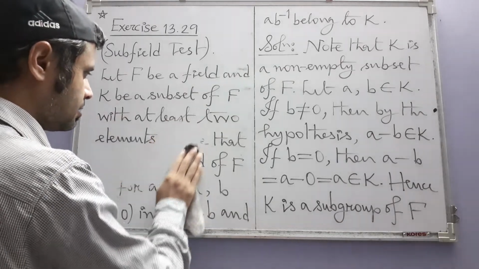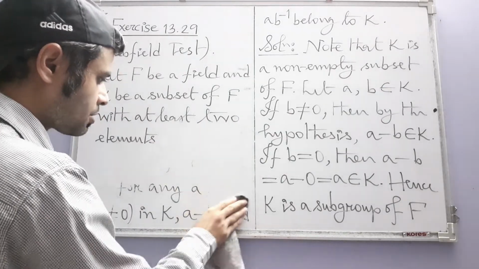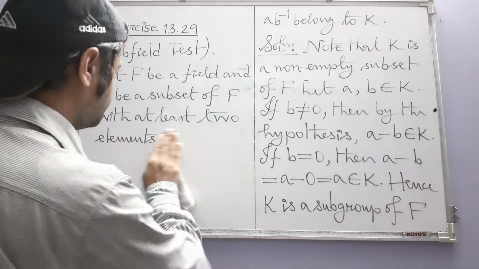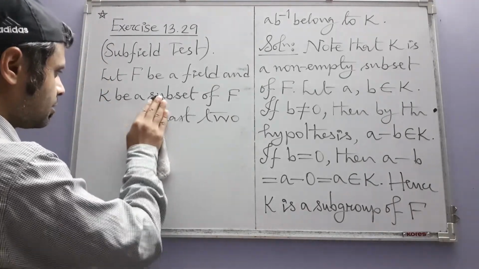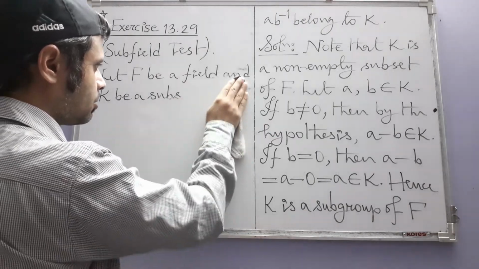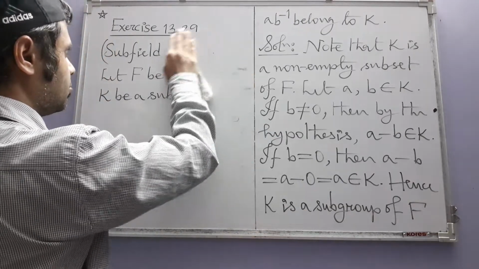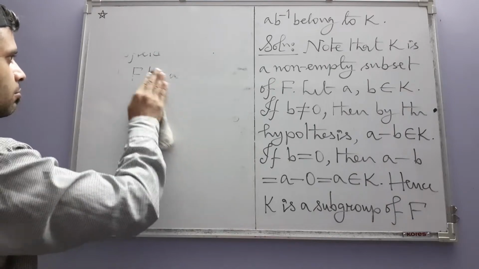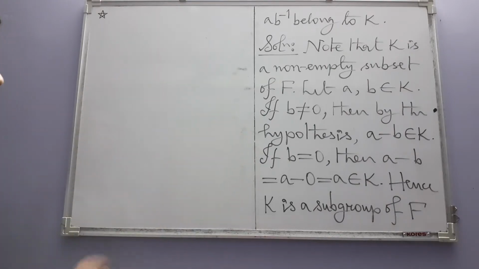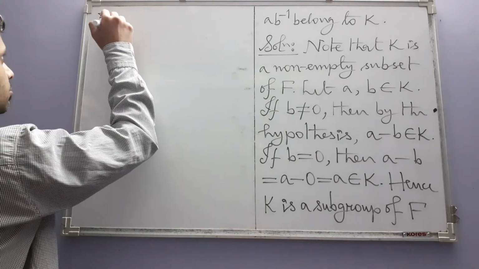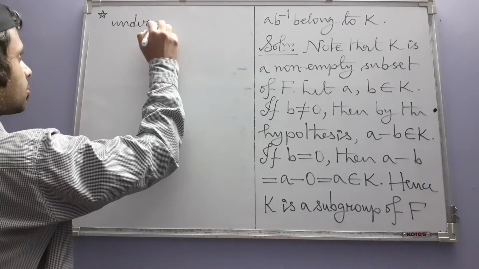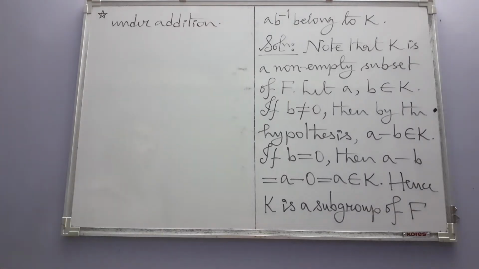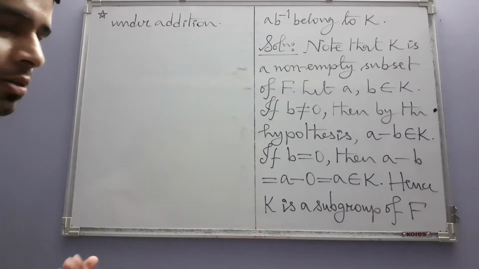So in showing that K is a field, the job is almost half done, because this final line tells us that K is now an abelian group under the addition operation that we have in F. K is a subgroup of F under addition. Okay, now next we have to look at multiplication.